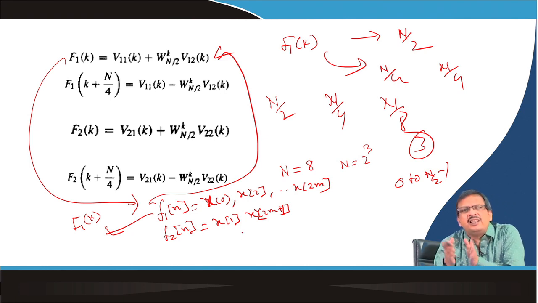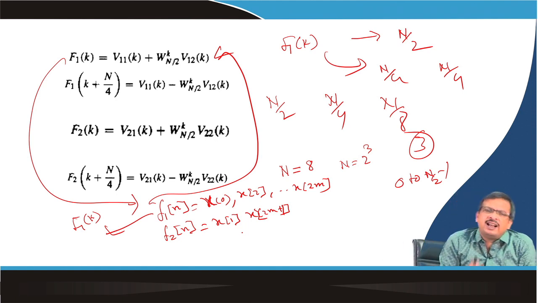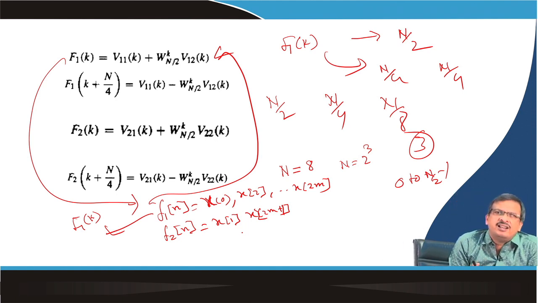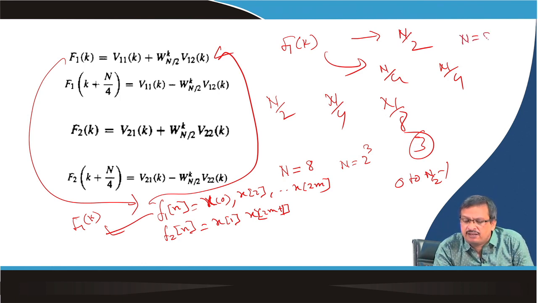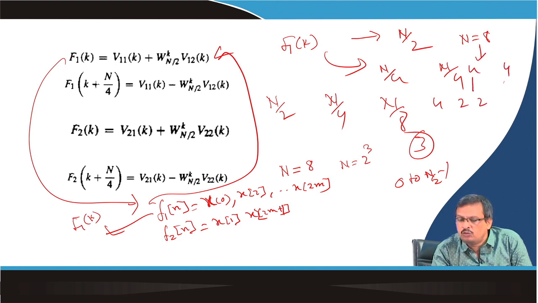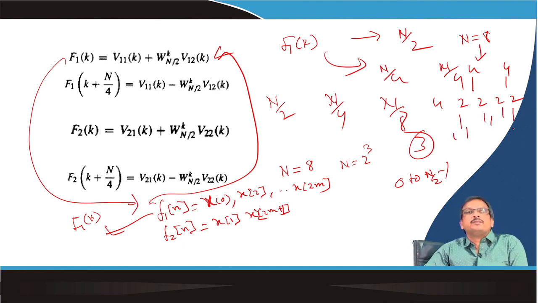So, this division is going on and ultimately I get the signal where it is not divisible, this 1. So, if I say n is equal to 8, then first you divide the signal n by 2, that is 4. So, 8 is divided into 4, 4, then 4 is divided into 2, 2, then 2 is divided into 1, 1, 1, 1, 1, 1. 1 odd signal, 1 even signal, 1 odd signal, 1 even signal.